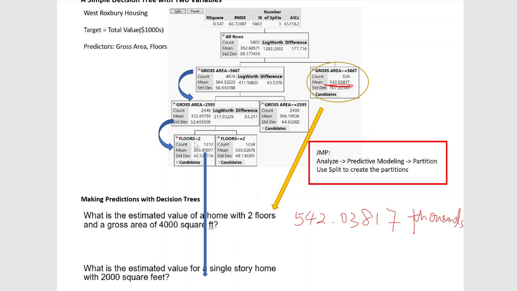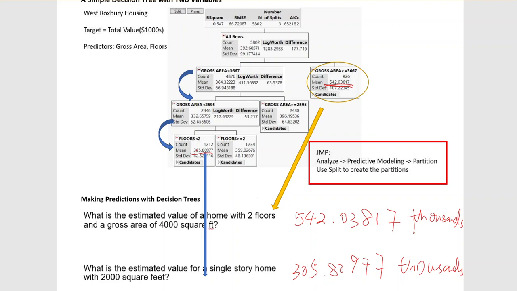So what is the estimated value for this home? It will be the mean of this node, right? So it will be 305.80977 in thousands. Right? Okay, so actually the decision tree provides a much easier way for you to make predictions. That's why we call it a predictive model. Right? This is the predictive model method. So it is just used for making predictions.